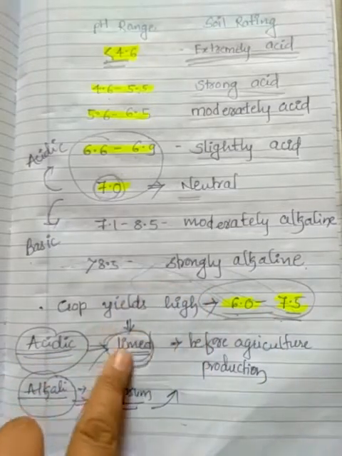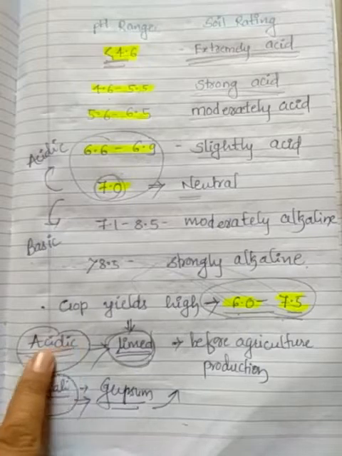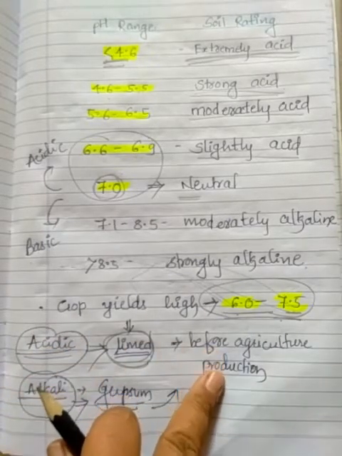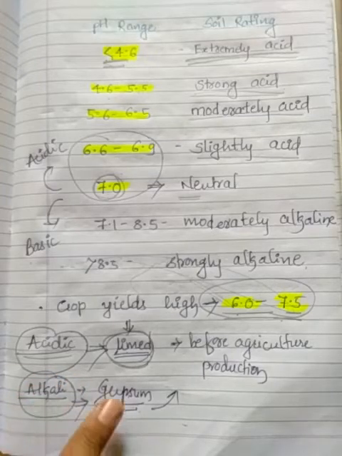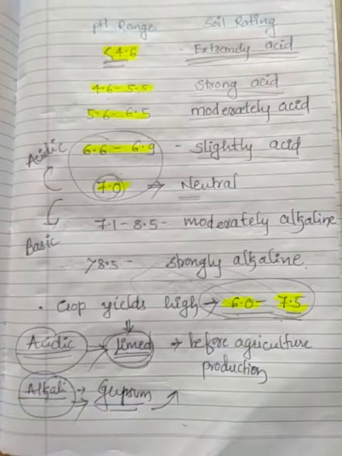Again, we have to lime the soil when it is more and more acidic in nature before agricultural production. And if it is basic or alkaline in nature, we have to introduce gypsum before agricultural production in that particular soil itself.